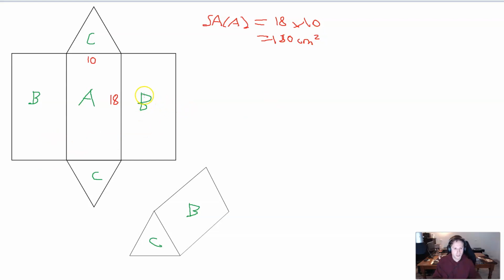Now for shape B, the thing to consider with a triangle is this here and this here are going to be the same. Those measurements have to be the same, because if you look at it on this shape here, this needs to meet up. If they're not the same height, they're not going to meet up in the same fashion. So whatever you pick, that needs to be the same.